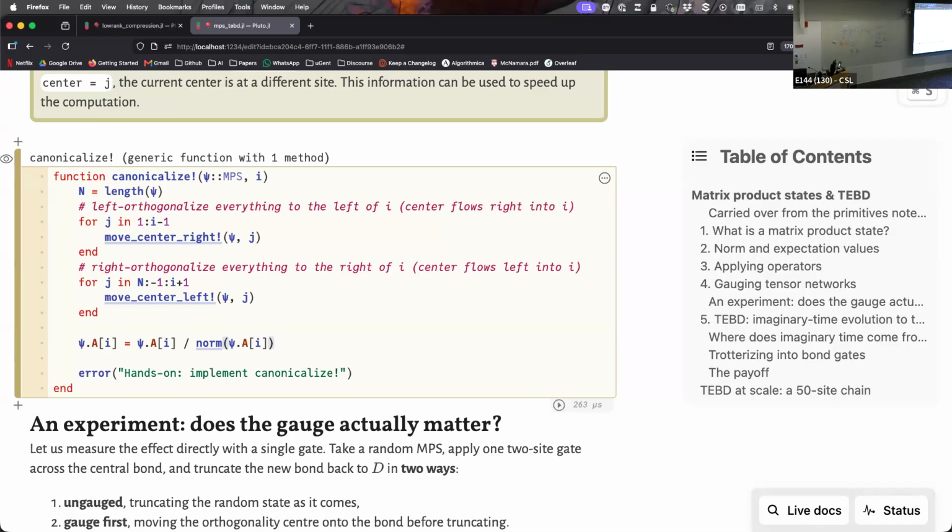So the last step of this move center right function will take the MPS tensor at site I minus 1, do a QR decomposition, and multiply the R into the MPS tensor at site I. And the last step of the move center left will do the opposite. And so the L and the R are already absorbed there. Yeah.